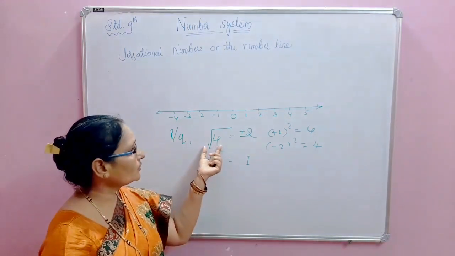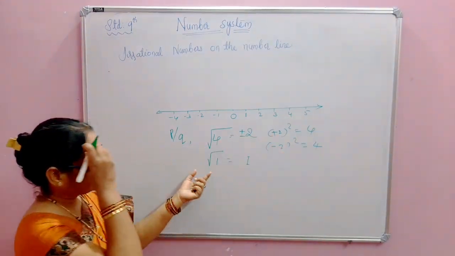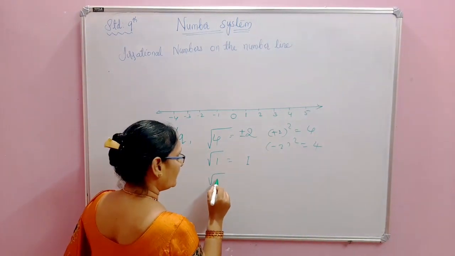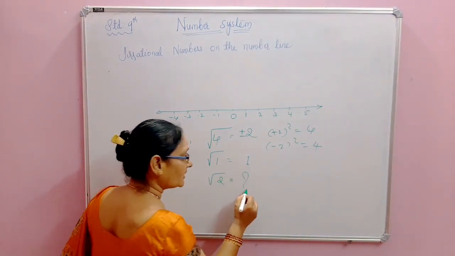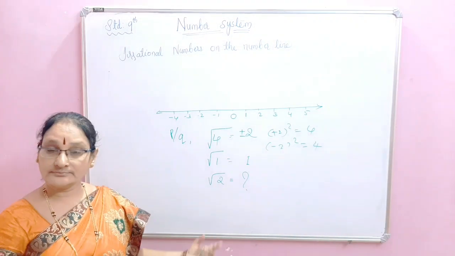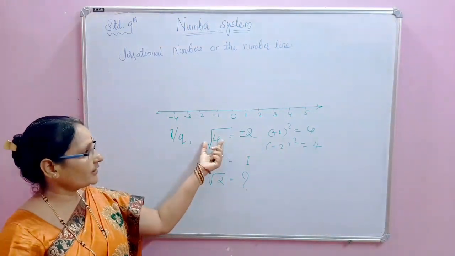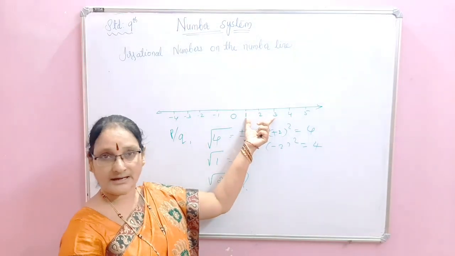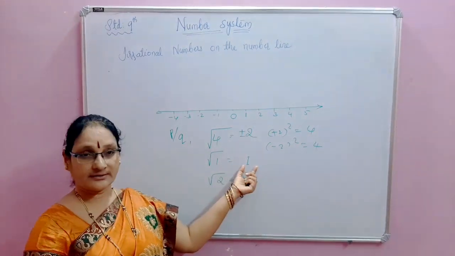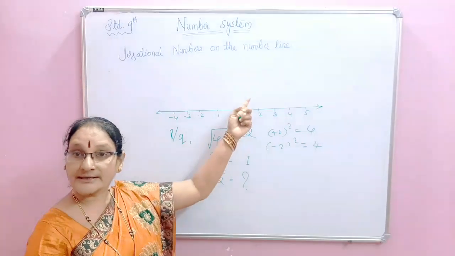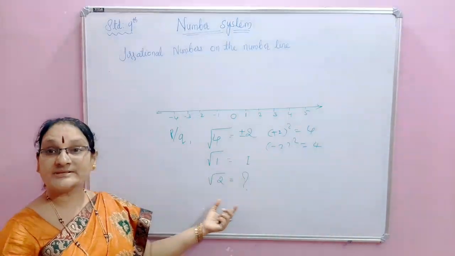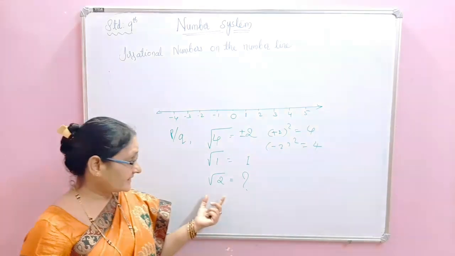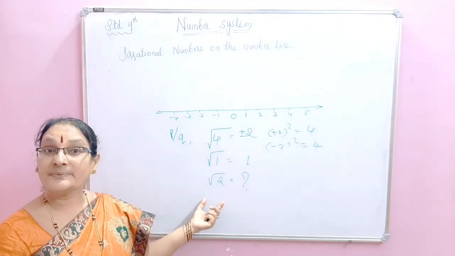Now see, root 4 is 2. Root 1 is equal to 1. Then what is root 2 equal to? We don't know. Root 4 is 2, and 2 can be located on the number line. Root 1 is 1, yes, 1 can be located on the number line. Root 2 is equal to what? Question mark. We don't know. This cannot be written in the form of p by q.